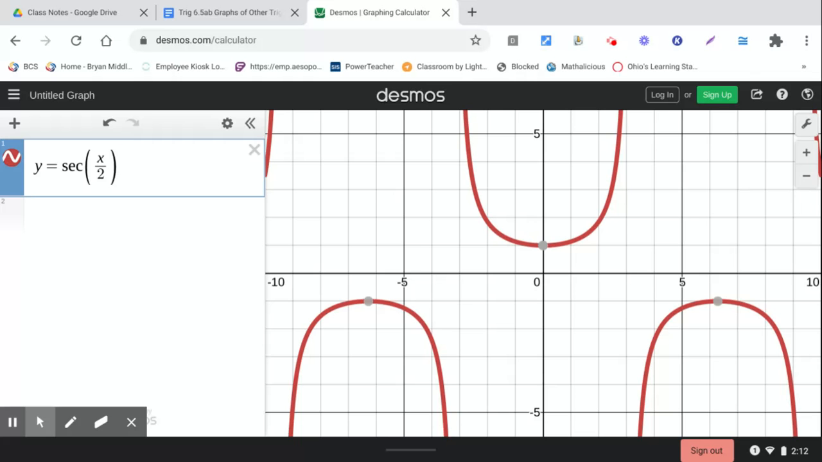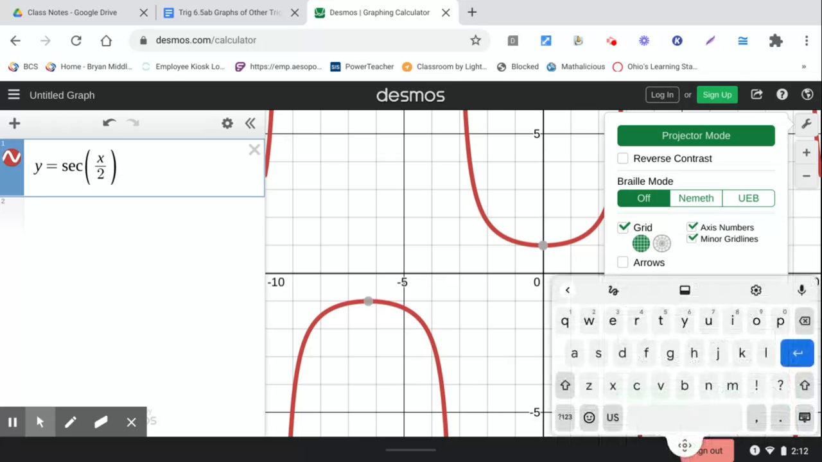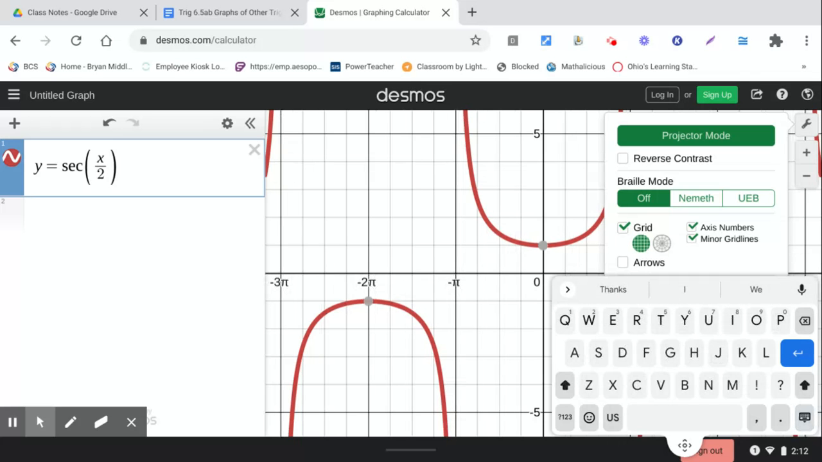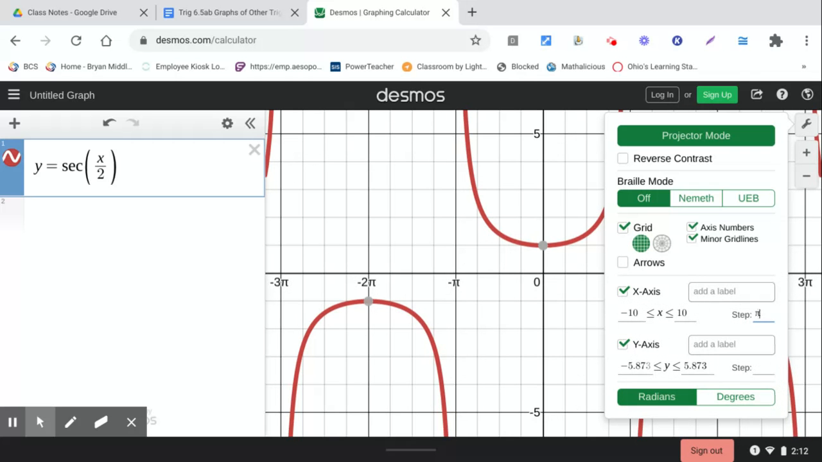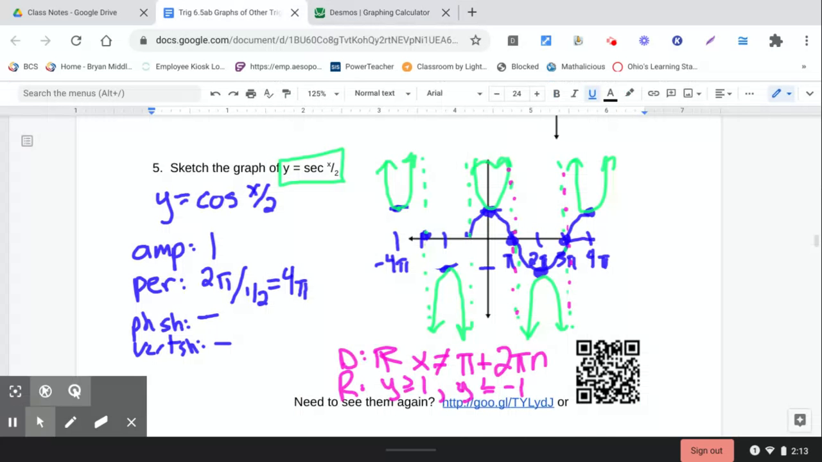Also, I don't remember if we've done this before. If you want this in terms of pi, if you go to this and type in pi right here, it should do it. Oh, nope, just not wanting to do anything for me today. There it is. Okay, step pi, then it'll put it into pi on the graph. So you can see this is exactly what we had. So that's how you graph secant and cosecant functions.